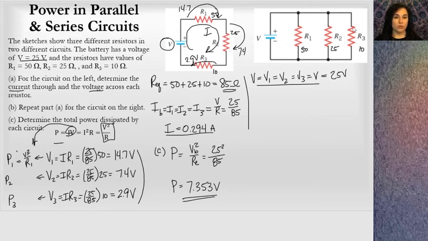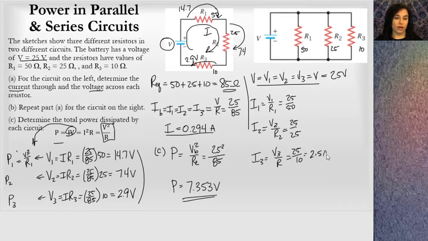What I may do to do that is to just say I1 equals V1 over R1. That's a pretty easy thing to do, and I can do that for each resistor. I2 is going to be V2 over R2, and all of these V's are actually the same voltage, 25. So I'll do 25 over 50 here, and 25 over 25 here, and 25 over 10 here. And so you can see that this last one is 2.5 amps. This is just 1 amp, and this is just half an amp. So this was a pretty easy circuit in order to figure out the voltage and the currents.